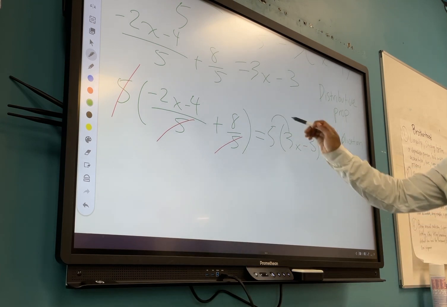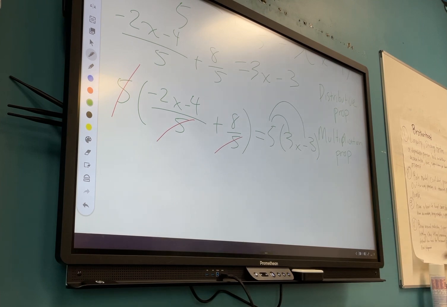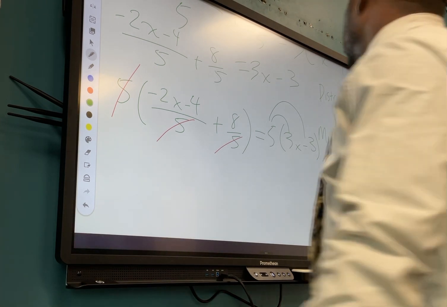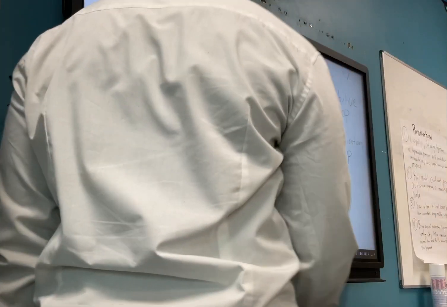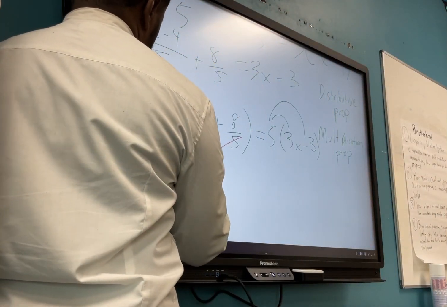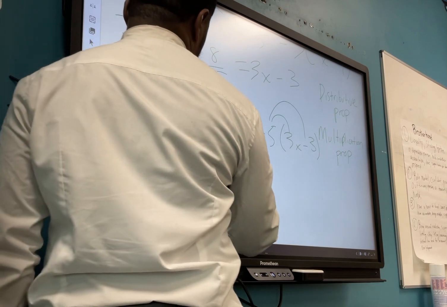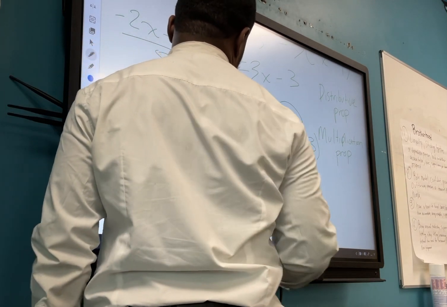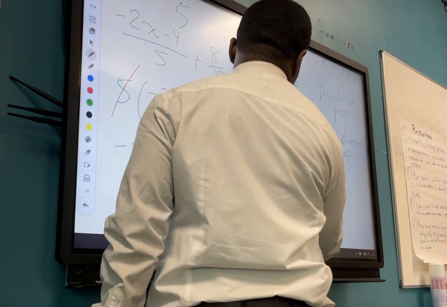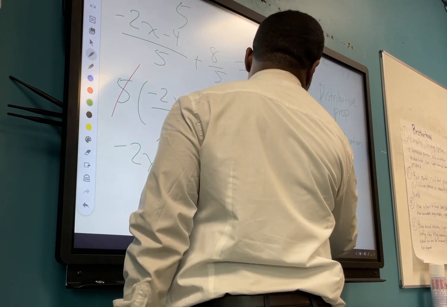Distribute. All right. So you got 5 times 3x and 5 times negative 3. 5 times 3x is what? 15x. All right. So I'm gonna rewrite the left hand side as negative 2x minus 4 plus 8 is equal to 15x minus 15.